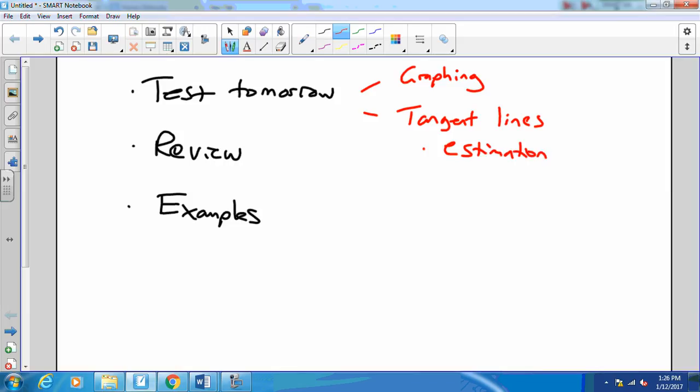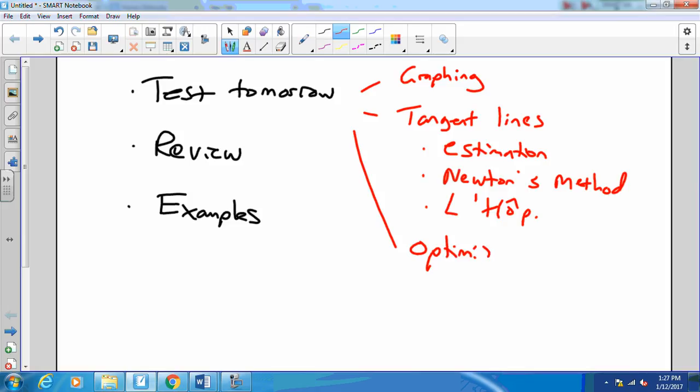The second thing that we had were various applications of tangent lines: estimation, Newton's method, and L'Hopital's rule. And the third thing, which we've been doing all this week, is optimization. And that's pretty much it.